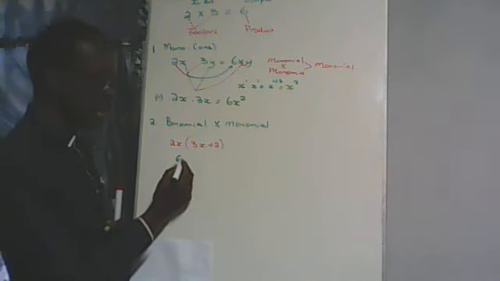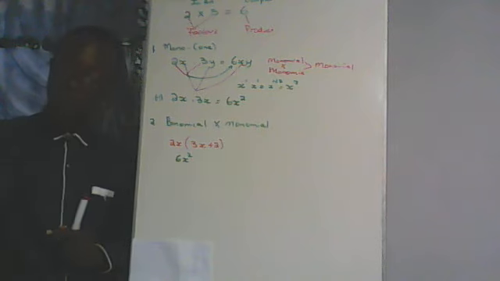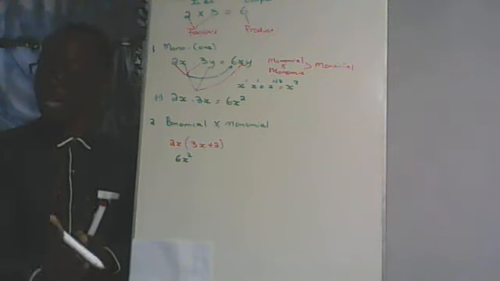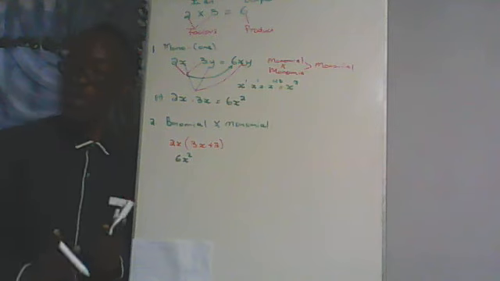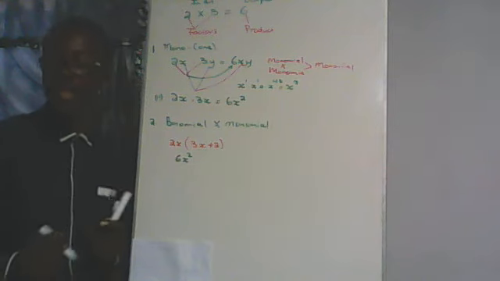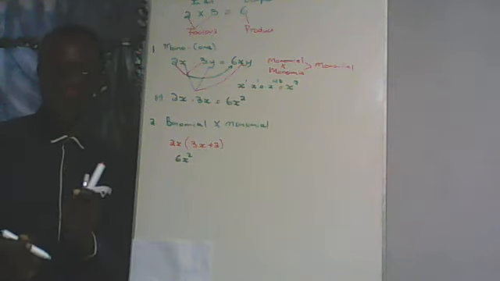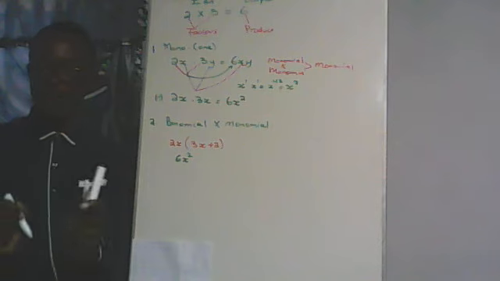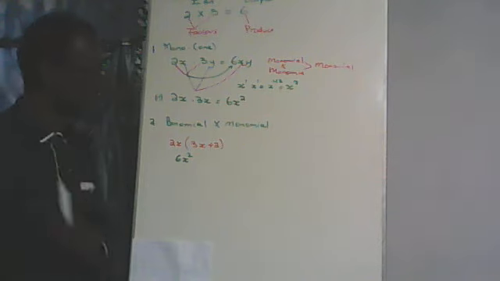X by x is x squared. When you multiply powers of the same base, what do you do to the exponents? You add the exponents. Add the exponents, guys. This is good.